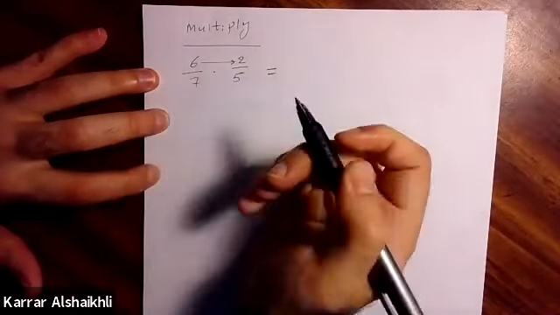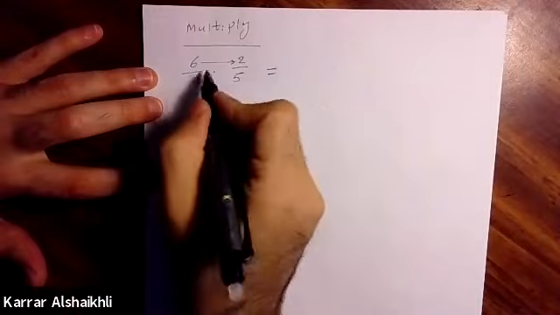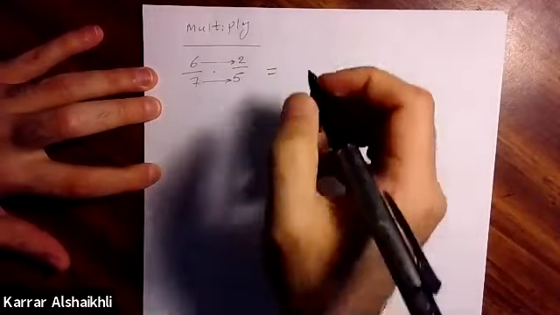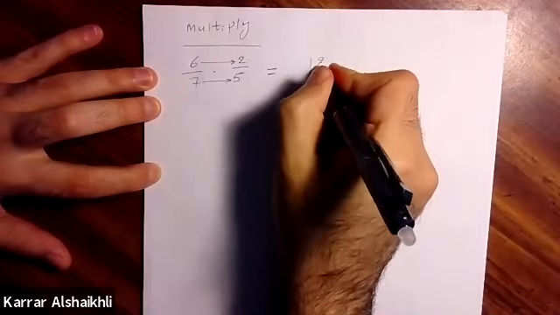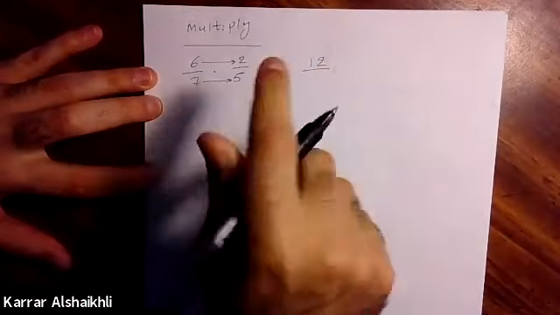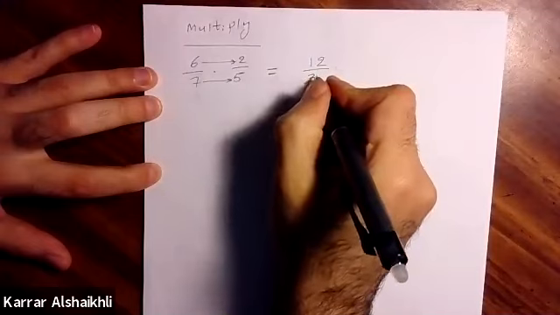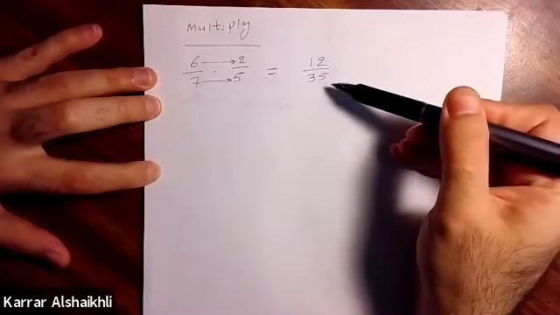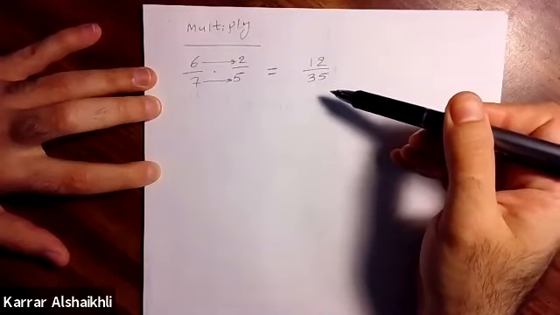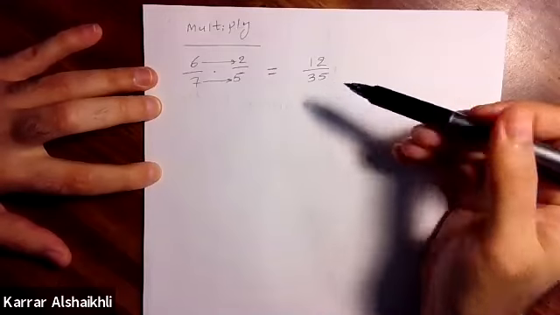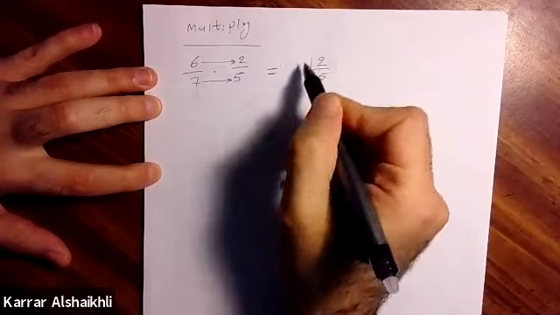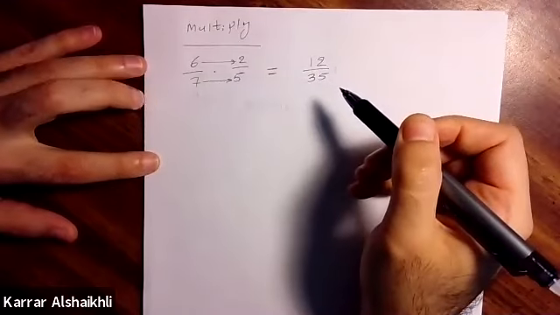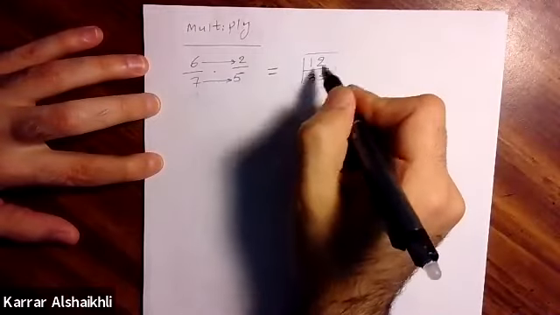6 times 2, and 7 times 5. 6 times 2 is going to be 12. 7 times 5 is going to be 35. And you see, I have 12/35. Always you have to check if you can simplify the result. 12 and 35, I can't simplify it anymore. So this is going to be the final result.